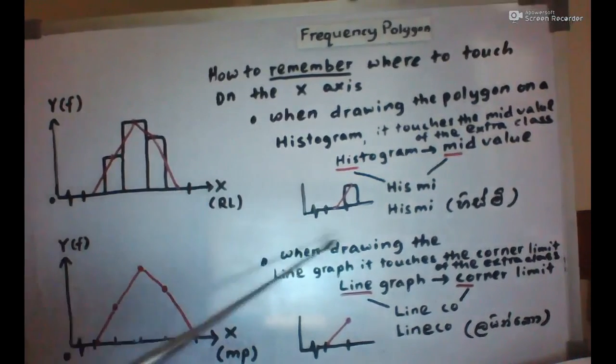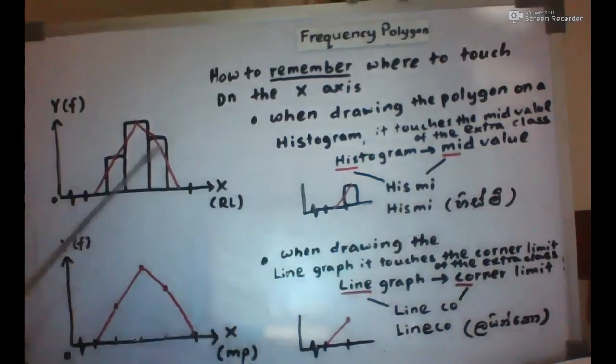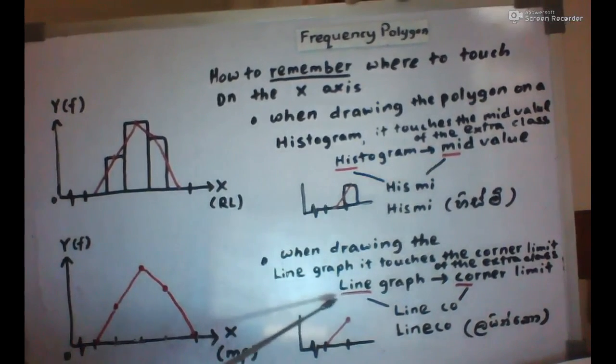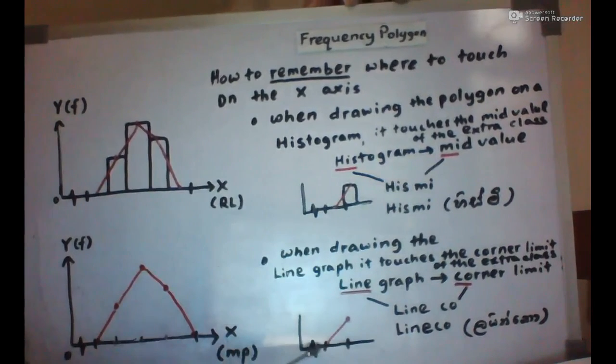So likewise, remember HISME. If you are using histogram, mid value of the extra class. If you are using the line graph, the corner limit, line co. Okay.